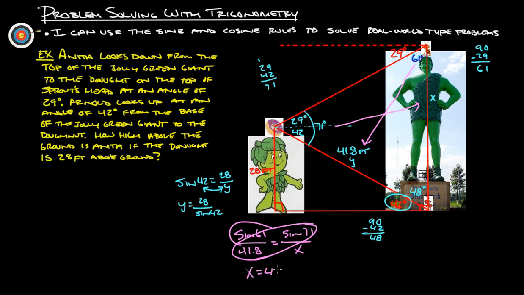X equals 45.2 feet. That means Anita the ant is 45.2 feet above the ground.